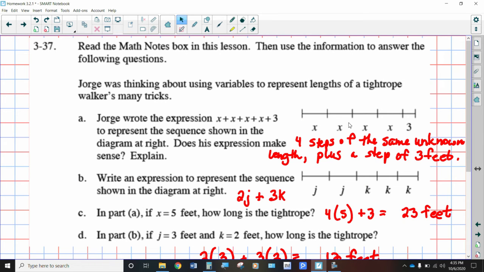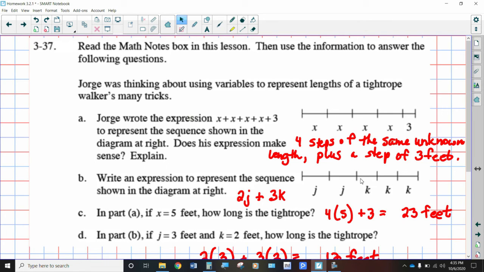All right. Oh, I love these models for showing us how algebra works. Jorge was thinking about using variables to represent lengths on the tightrope. So he wrote this, x plus x plus x plus x plus 3. So that's the same as saying 4x plus 3, correct? So that means 4 steps that we don't know how long those steps are, right? They're unknown. If we knew how long they were, we wouldn't call them x's, we would just write in the number. That's what these unknowns are representing. 4 equal steps of unknown length plus 1 step of 3 feet.